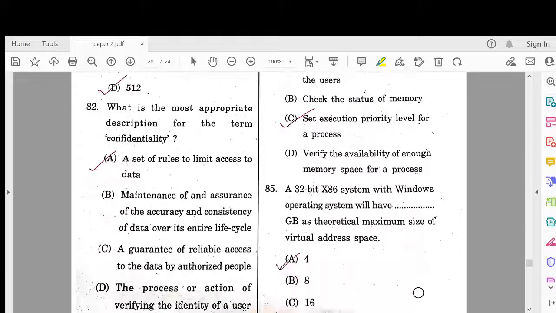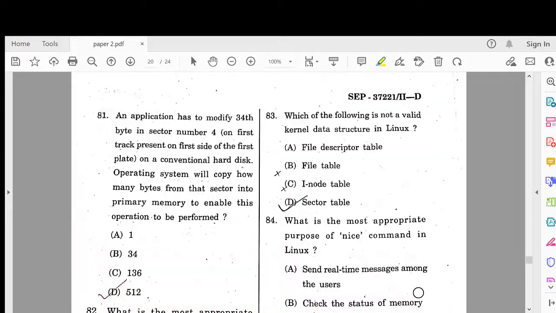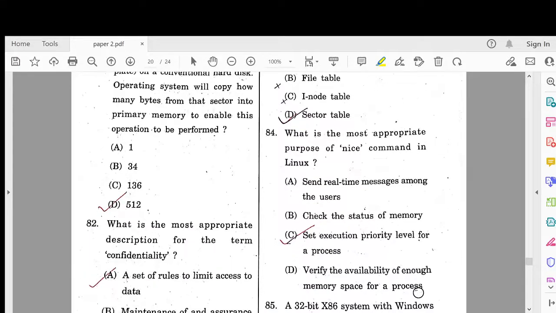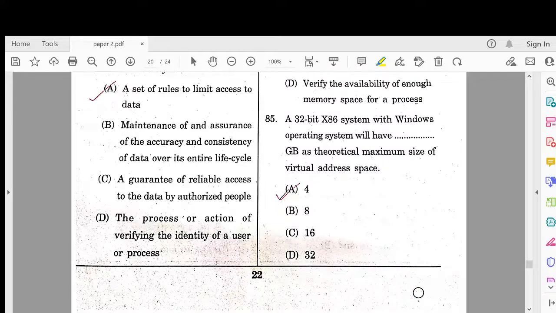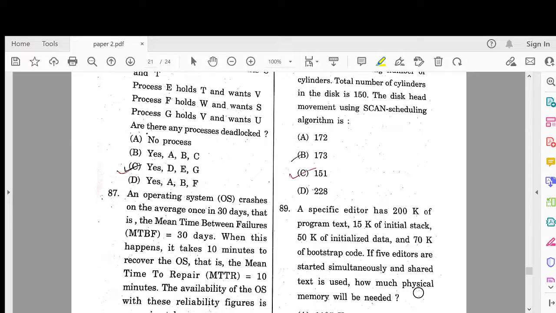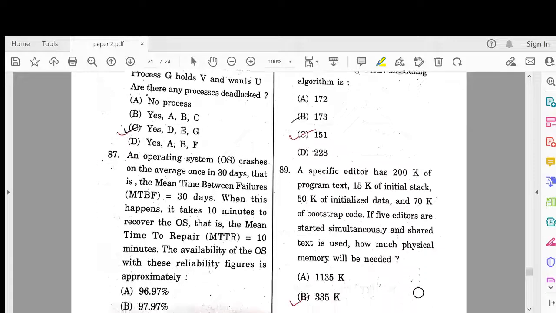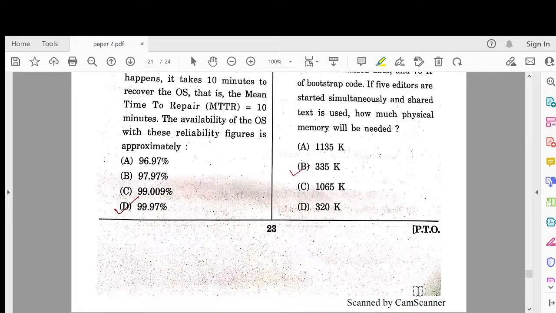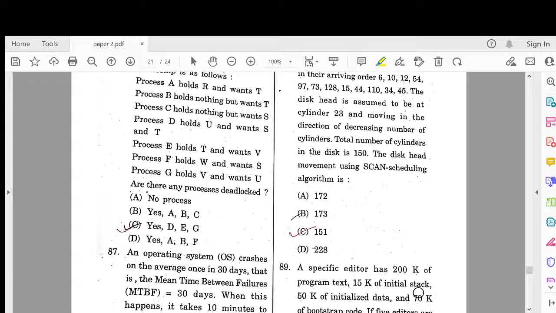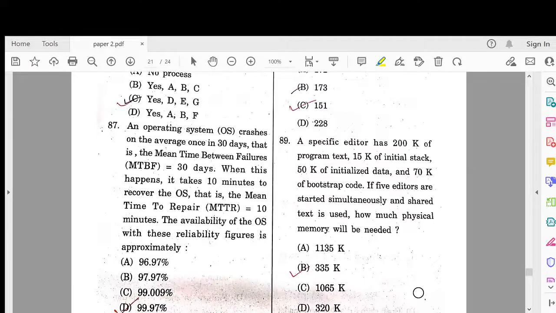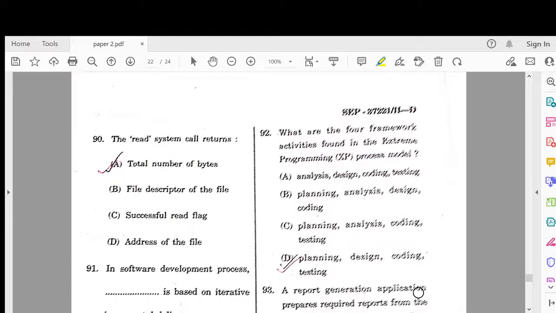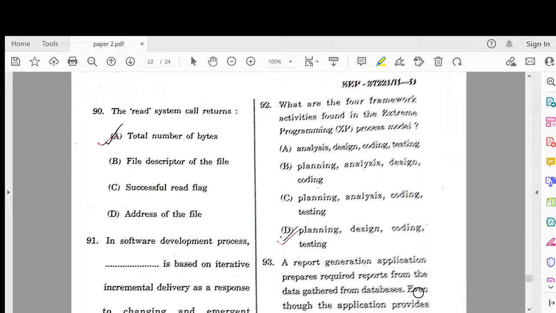82, option A. 83, option D, sector table. 84, option C, set execution priority level. 85, option A, 4. 86, option C, S, D, E, G. 87, option D, 99.97%. Next question, 88, option C, 151. 89, option B, 335K. Question number 90, read system call returns total number of bytes.